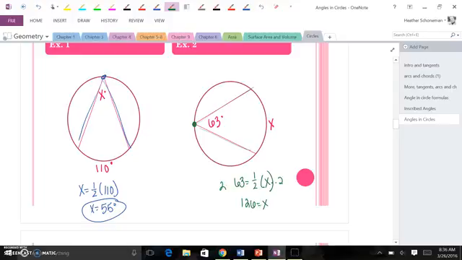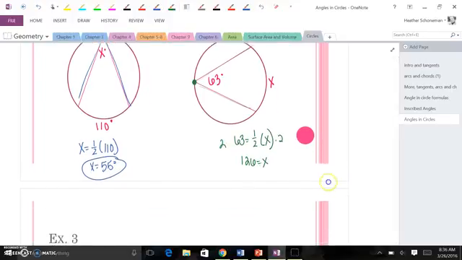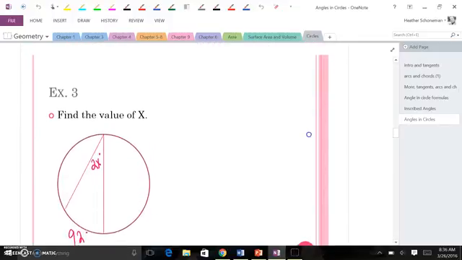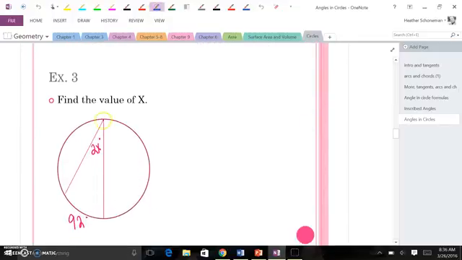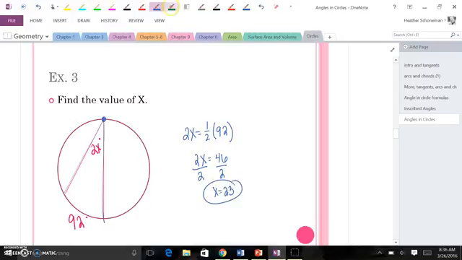Now I know you're saying that these are pretty simple and you could do a lot of these in your head, but practice writing the equation because it'll be a lot more helpful later. Let's look at example 3. The vertex is on the circle, formed by two chords, so the angle, which is 2x, equals 1/2 of the intercepted arc, which is 92. So 92 divided by 2 gives us 46. But we still haven't solved for x yet. Divide by 2, so x is 23.